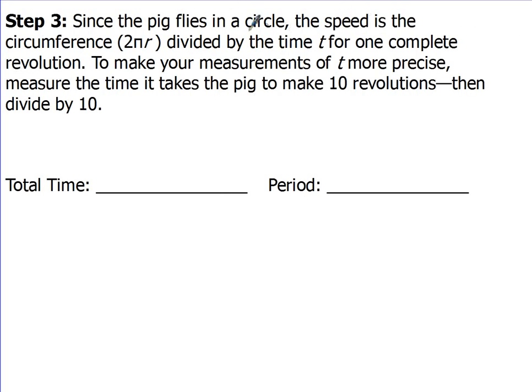Now, since the pig flies in a circle, the speed is 2 pi r divided by the time t for one cycle. To make your measurements of t more precise, measure the time by taking the pig 10 revolutions and then divide by 10. Let's say the total time is 64 seconds. Just made that up. The period will be 64 divided by 10, or 6.4 seconds. Now, this is clearly not going to be the case because the pig isn't going to take 6 seconds to go around once. It should be more like 2 or 3 seconds.